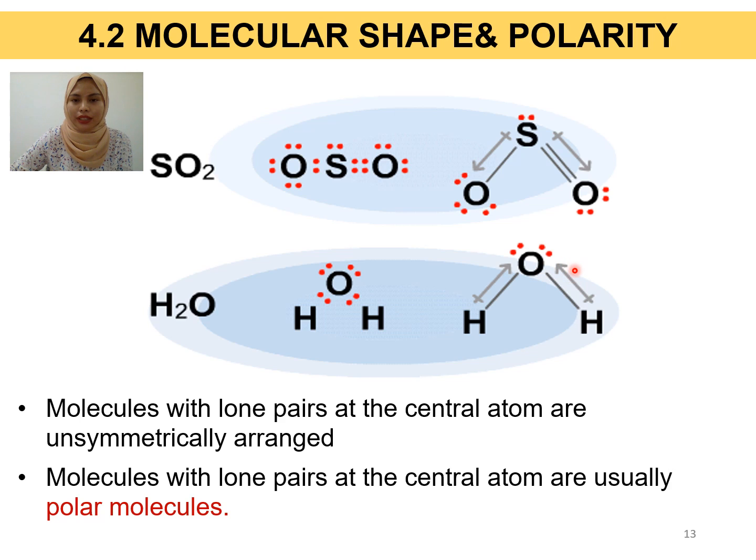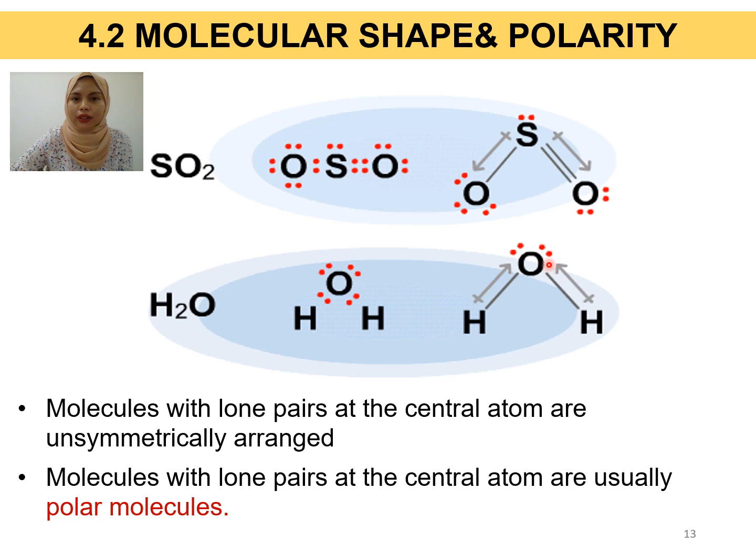Alright, macam mana you nak tahu you punya shape of molecule tu unsymmetrical or not? You can know it if let's say your central atom ada lone pair. Okay, so tak kisahlah kalau your central atom ada lone pair, bentuk dia bent ke, square pyramidal ke, square planar ke, as long as your central atom ada lone pair, therefore the shape of your molecule will be unsymmetrically arranged. Okay, the shape will be unsymmetrical.